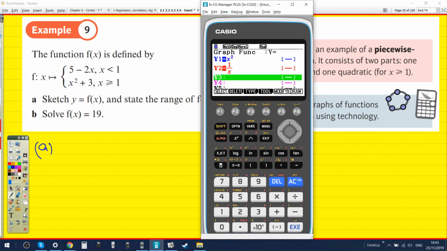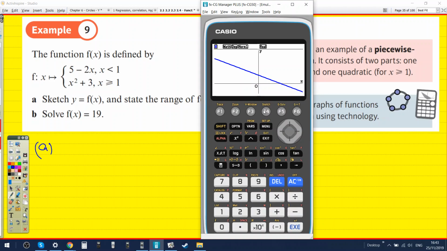All right, I'll just have to delete that. Let's delete these. Yeah, and delete that. So let's start by putting in 5 minus 2x. Well, you can kind of do it by common sense, but we'll see. So if you do 5 minus 2x, let's just draw it and see what it looks like. So that's what it looks like when x is less than 1.